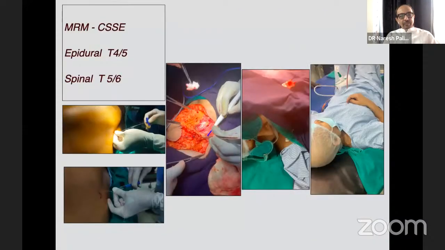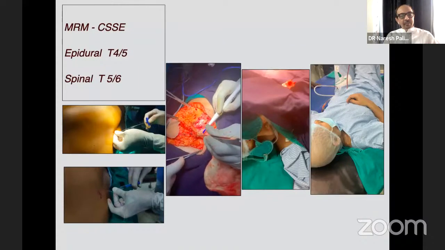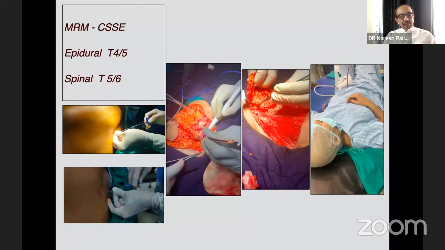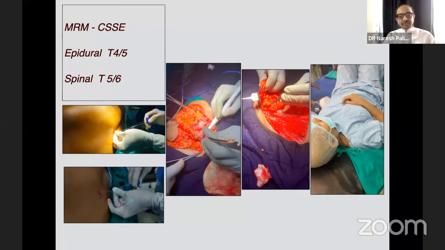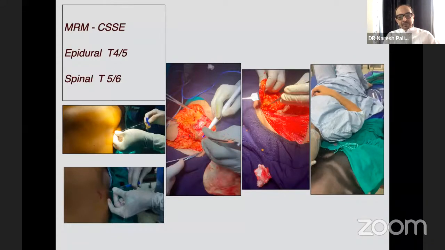This is again MRM, epidural at T4-5 and spinal at T5-6. The spinal had to be given by paramedian approach in this patient. There are many queries about the cautery not working properly in regional anesthesia, but if the cauteries are a bit high end and the currents are reduced, and if bipolar cautery is used, they work very nicely. There are a few changes you need to make with this technique.